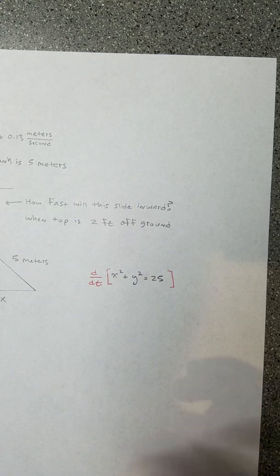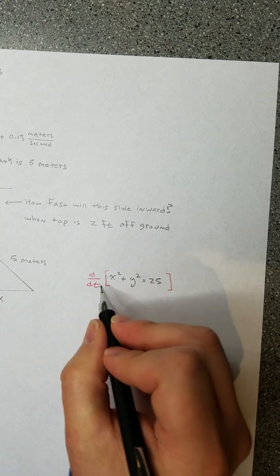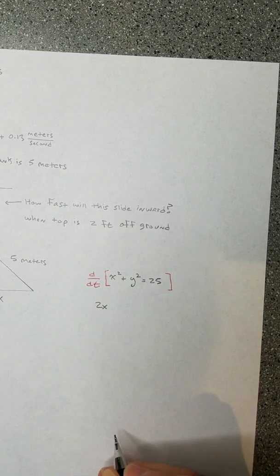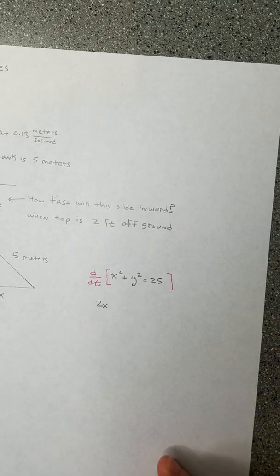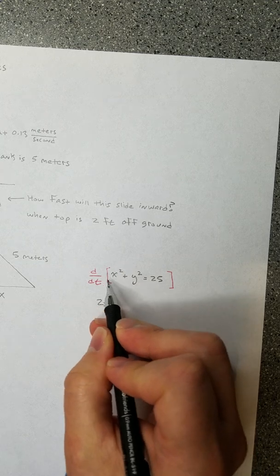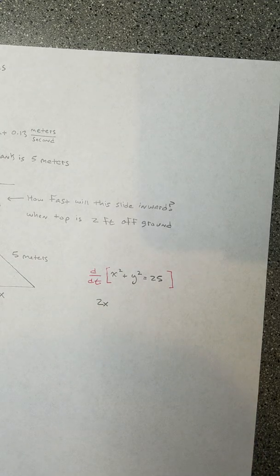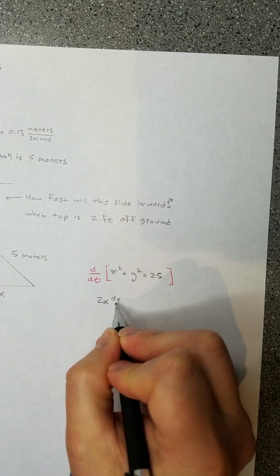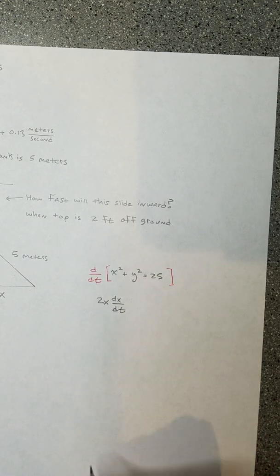But here's how that plays out. The derivative of x squared is 2x. Okay, that's just the derivative of x squared. That's just what the rules say. But what's the x? The x is something that depends on time. Right, so we say not 2x, but we say 2x times dx/dt. All right.